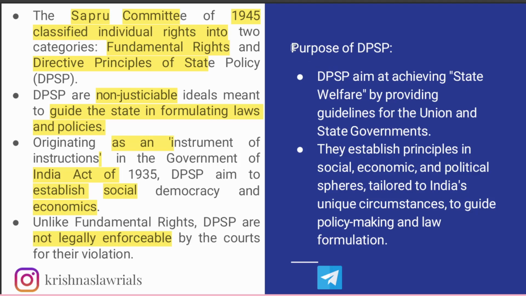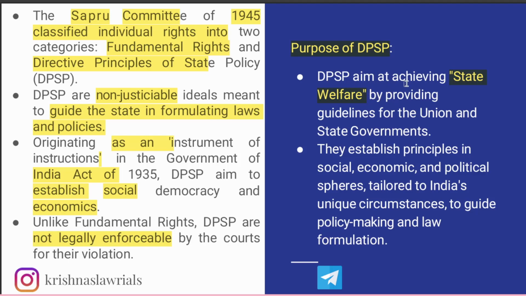So coming to the purpose of DPSP, DPSP aim at achieving state welfare. The main idea of DPSP is something where it talks about values, morals, state well-being, and how a law should be. It is more like guidance to our Parliament or our state government. Again, state is India here. We are considering the country. We do say country as state in politics.